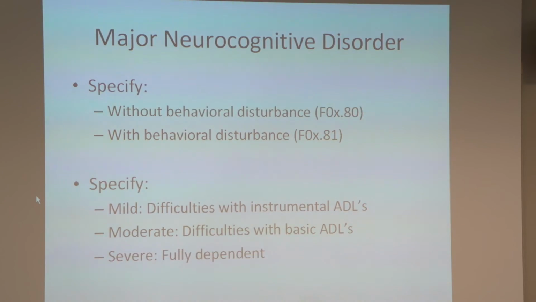So we'll march through. Behavioral disturbance now applies to all of them. And now we have severities that are fairly easy to apply. Severe is somebody who's fully dependent. You can argue, does that mean they require assistance with all their activities of daily living, or they live in a nursing home? Moderate, difficulties with basic ADLs, that's like bathing, eating, toileting. And mild is difficulties with instrumental ADLs, which is like using the telephone, paying your bills, putting a menu together.